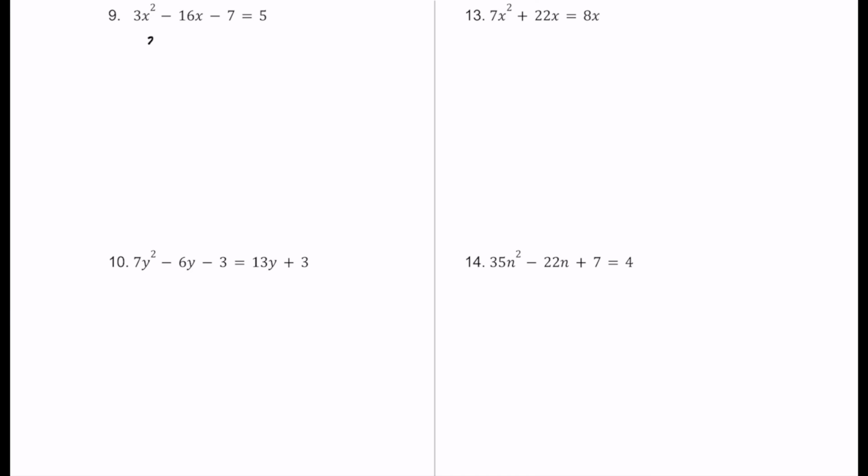For number 9, we have 3x squared minus 16x minus 7 is equal to 5. All right, let's set it equal to 0. So we have 3x squared minus 16x minus 12 is equal to 0. Okay, it looks like there is no GCF besides 1, so if we're going to try to factor this, we need to use 3 and 1, a little bit more work here. And then for 12, let's start with 4 and 3. One of them's got to be negative here, right?